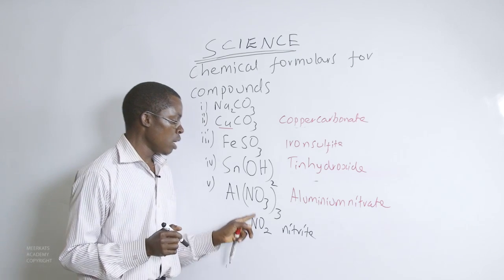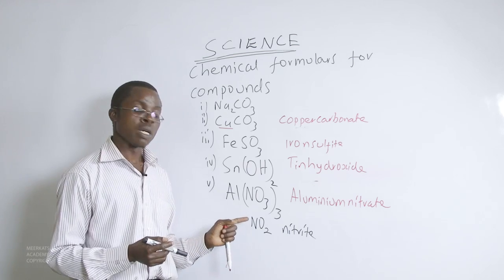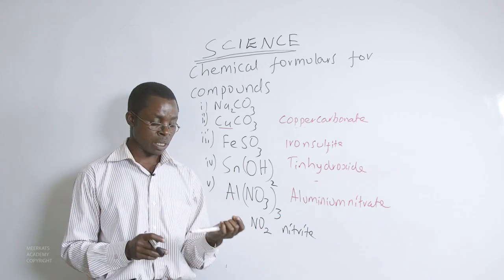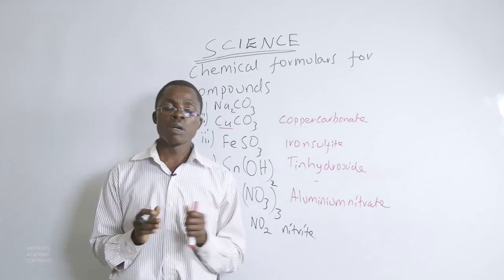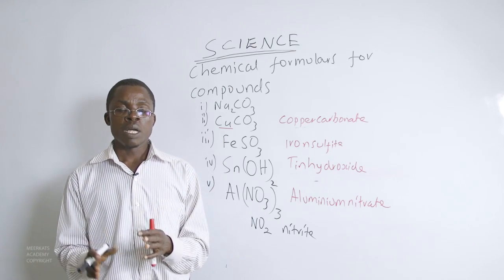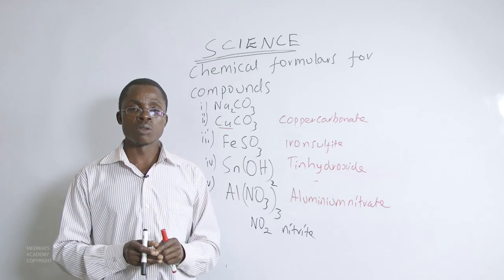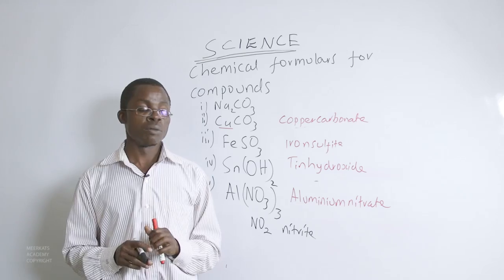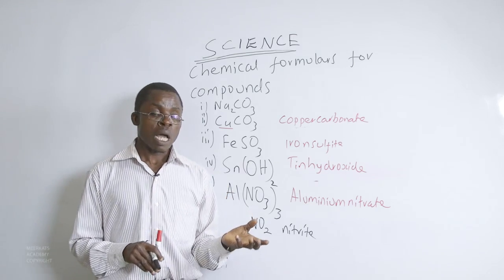Still, these are radical and these are radical. You can as well have aluminium nitrite, just like we have aluminium nitrate. So it is as easy as that. Identify the name of the radical, get its name. Identify the metallic element, get its name. Combine the two. You are good to go. You'll have gotten the name of that particular compound.